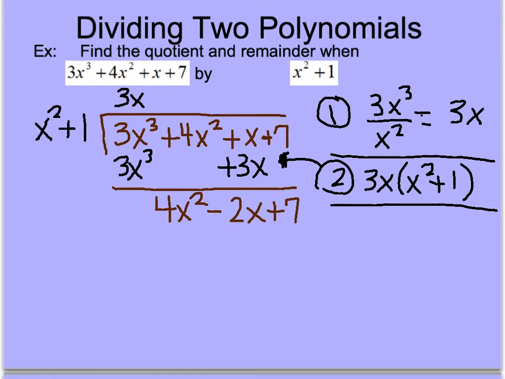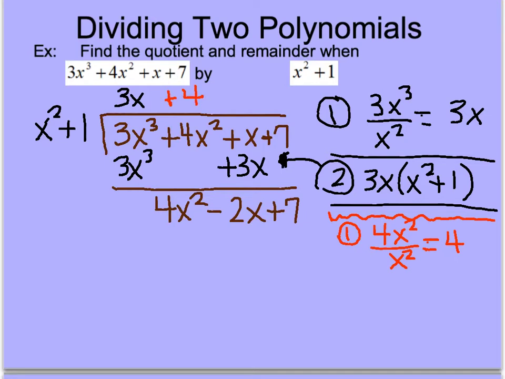Alright, now we're going to repeat the same process. I want to take the leading coefficient here and divide it by the leading coefficient on my divisor. So I'm going to do 4x squared divided by x squared, which gives me 4. So I'm going to put plus 4 on the top as part of my quotient.